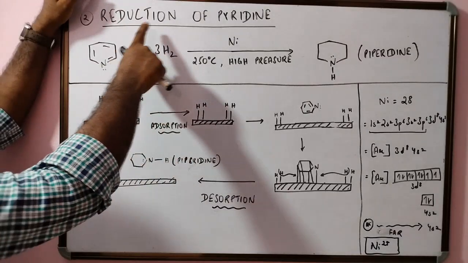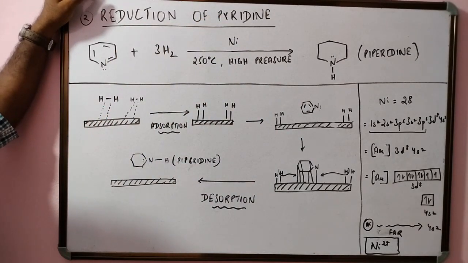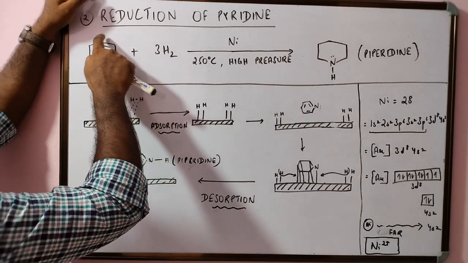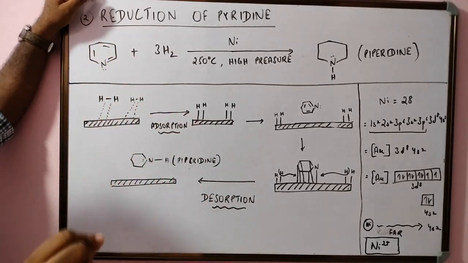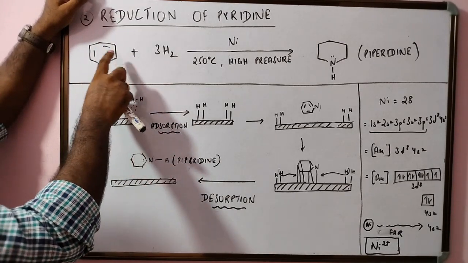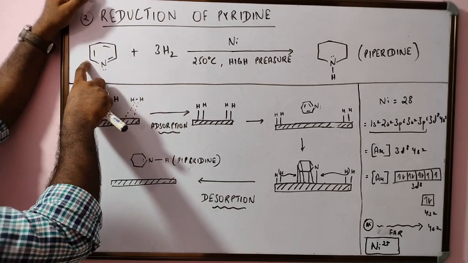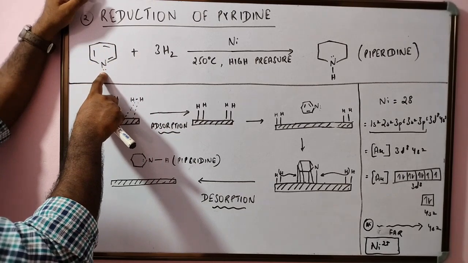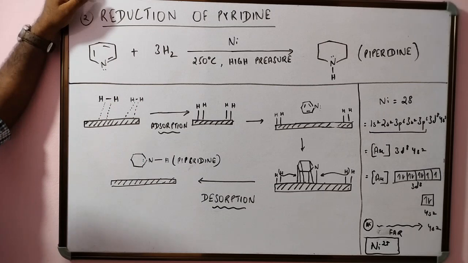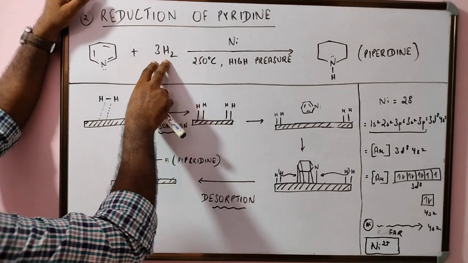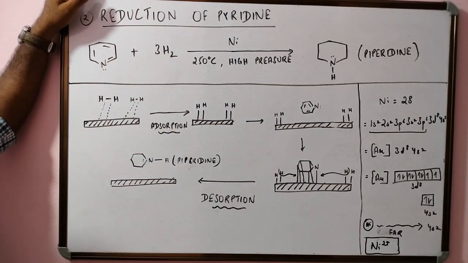Number 2. Reduction of pyridine. Reduction is the addition of hydrogen atoms. A maximum of 1, 2, 3, 4, 5, 6 hydrogen atoms can be added to the molecule of pyridine. 5 of the hydrogen atoms would be added to carbon atoms and 1 of the hydrogen atoms would be added to the nitrogen atom. 6 hydrogen atoms means 3 molecules of hydrogen can be added to a molecule of pyridine.